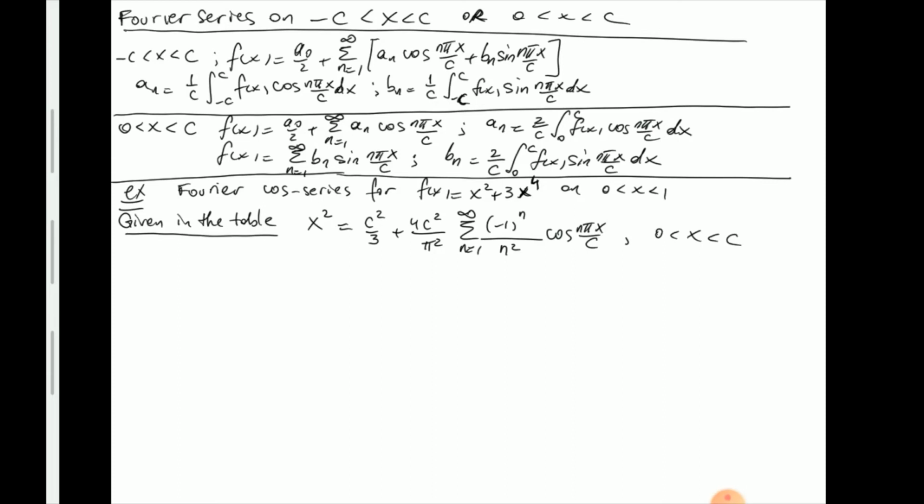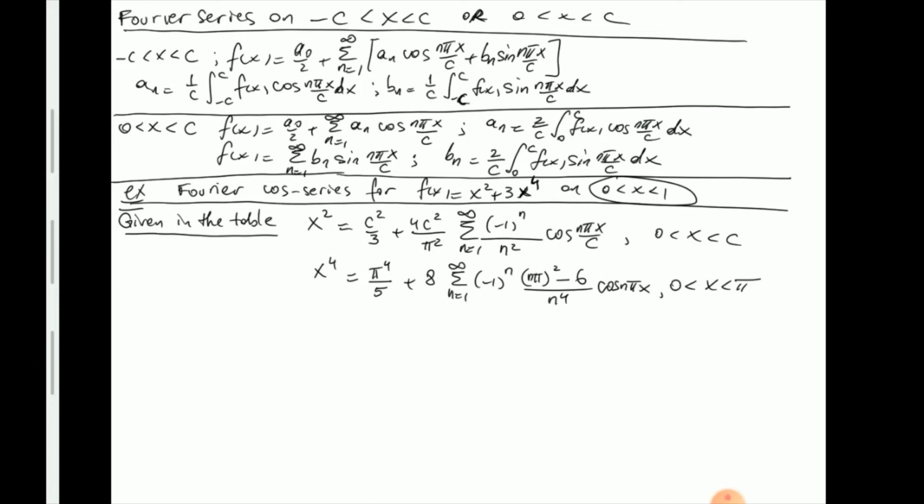And you also have in the same table a formula for x fourth, but between 0 and pi. So for x fourth, you have pi fourth over 5 plus 8 times the summation from 1 to infinity of minus 1 to the n, times pi squared minus 6 over n fourth, cosine of n pi x. And this is given between 0 and pi. So the tricky part is when you change from an actual interval to a different one, right? So it's important here to remember that the given x for which you need to come up with this Fourier representation is between 0 and 1.